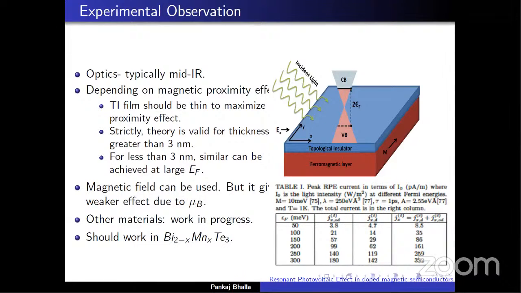But based on the other results in the literature survey, we have found that this is possible only if the thickness is greater than 3 nanometers. The reason is that if the thickness is quite small, then more tunneling effects will arise. So we have not considered any tunneling effects in our picture.